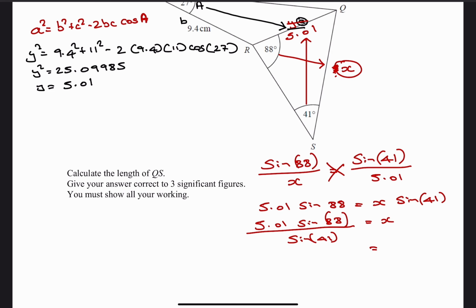The x is, you just got to type that down: 5.01 sine 88. If I just type that, I need the answer to 3 significant figures, so that will be 7.63 centimeters. Answer to 3 significant figures. Okay, good.